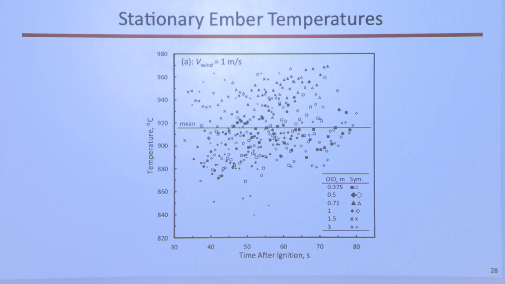So this is some of those hundreds of images for stationary embers, and it looks like a scatter plot, it looks like a shotgun plot scattered all over the place, but do notice that the y-axis here, which is the temperature, the mean temperature of the embers, is pretty zoomed in, 820 to 980 degrees C, so we do have enough measurements now to get reasonable statistics on the mean temperature. This is at 1 meter per second, mean temperature versus time.